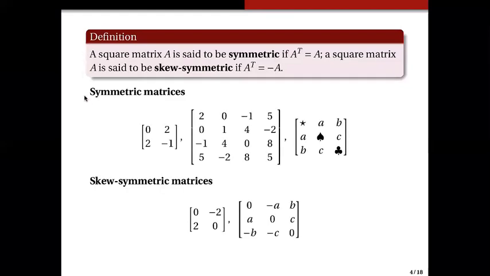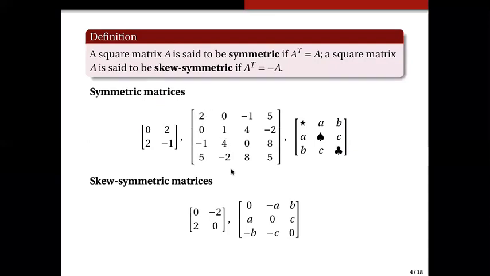So here are some examples of symmetric matrices and skew symmetric matrices. You can verify that if you get the transpose of this 2 by 2 matrix here, you will get the same matrix. Similarly, for this 4 by 4 matrix, if you get the transpose, you will get the same matrix. And here, if you get the transpose of this matrix, you will still get the same matrix.